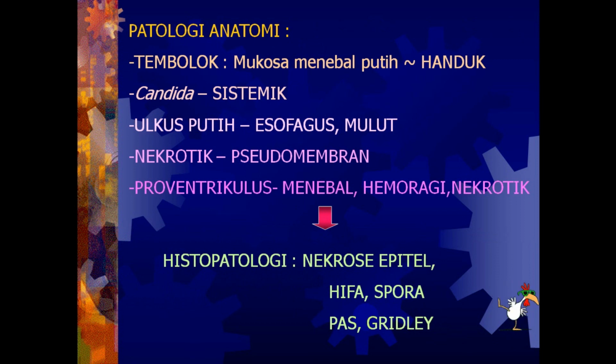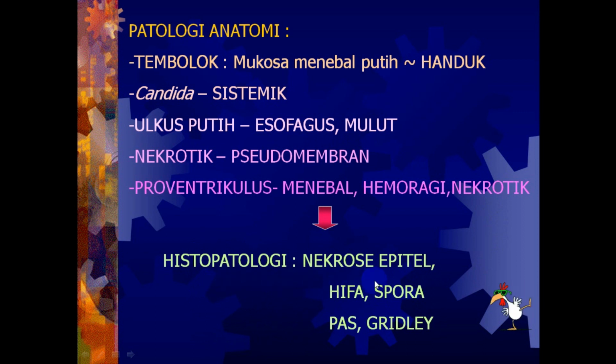In particular, in the gross pathology, we can find a crop that is thick, just like the surface of a towel, and the candidiasis can also be systemic, causing multiple ulcerations in the upper part of the alimentary tract, in particular in the esophagus and also oral cavities. It causes pseudomembranes. There are fibrinous materials attached to the affected tissue, and it can make the affected tissue become thick, in particular the mucous membranes.